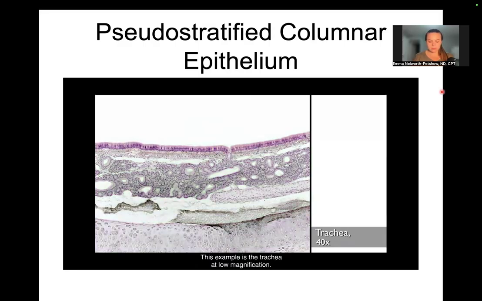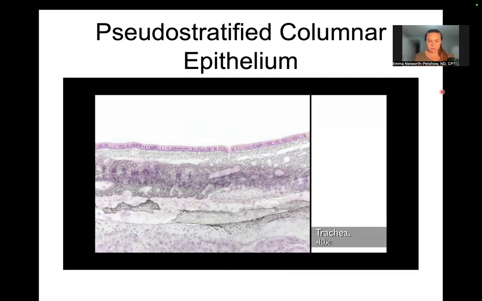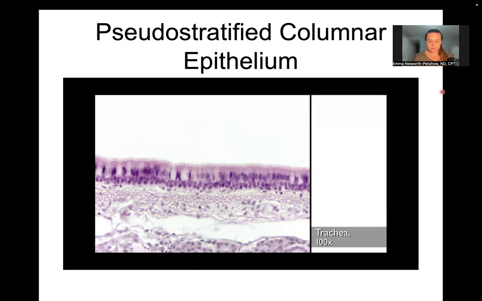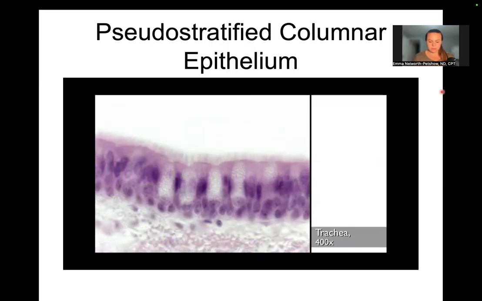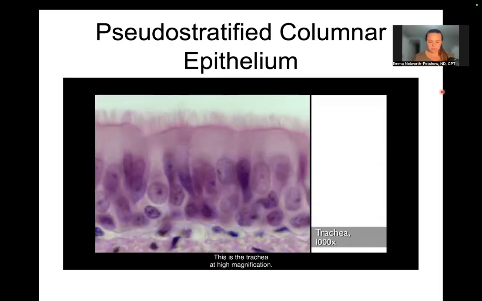This example is the trachea at low magnification. Notice the uniform thickness of the epithelium. Also notice the density and uniform height of the cilia, which resemble beard stubble. This is the trachea at high magnification.